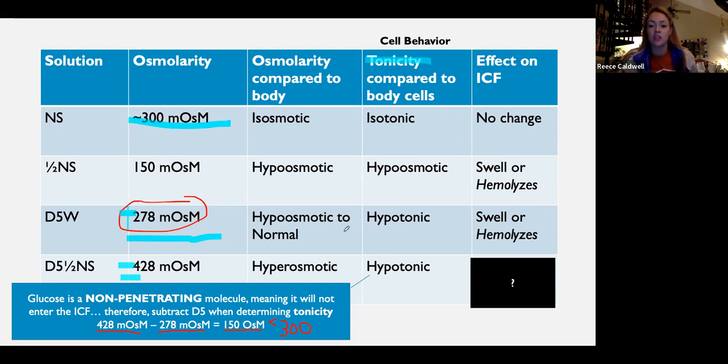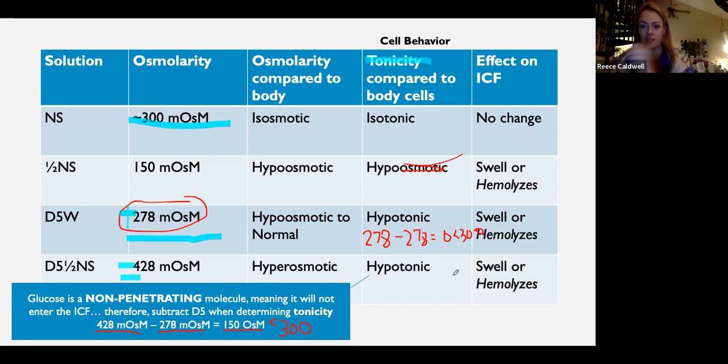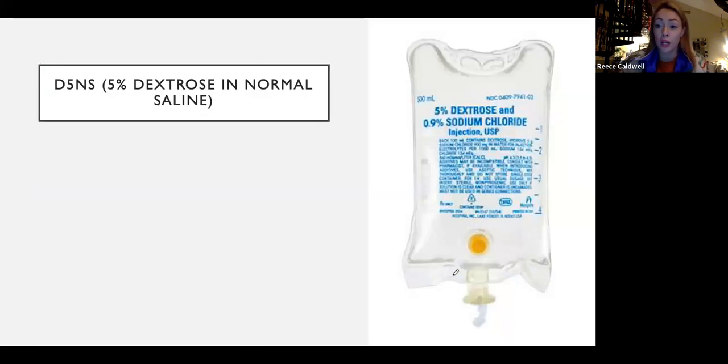That's why I wanted you to make this extra little note up here, because yes, D5 water is a hypotonic solution, but we wouldn't be thinking of it as 278. We would be thinking of that original osmolarity of 278, we'd subtract our non-penetrating molecule, glucose, and be left with 0. 0 is still less than 300, so it would still be a hypotonic solution. But make sure you know that we're comparing it to 0 and not 278 when looking at the tonicity of D5 water. So we've seen this twice now. You should have it down at this point, and I see that this should say hypotonic up here. Messed that up. But a hypotonic solution, what is that going to cause the cell to do? Swell or hemolyze. Awesome. All right, so now we're going to move on to our last solution.